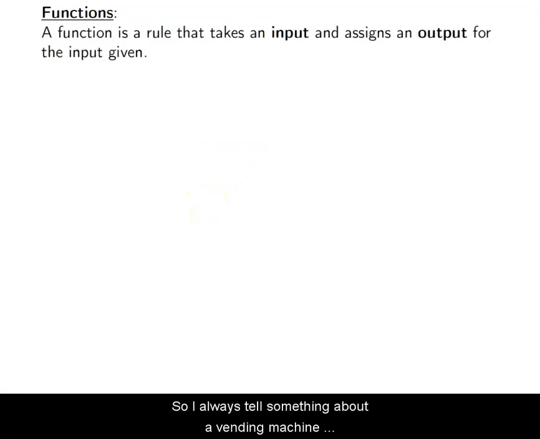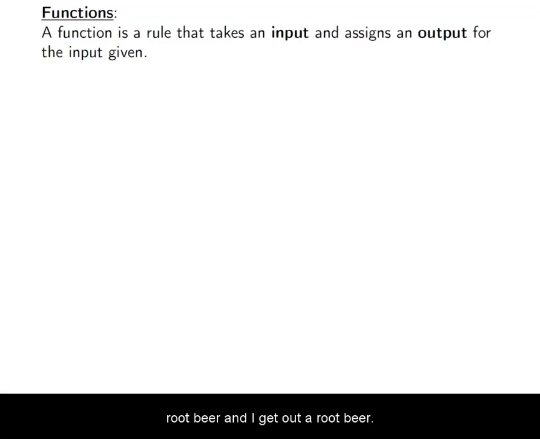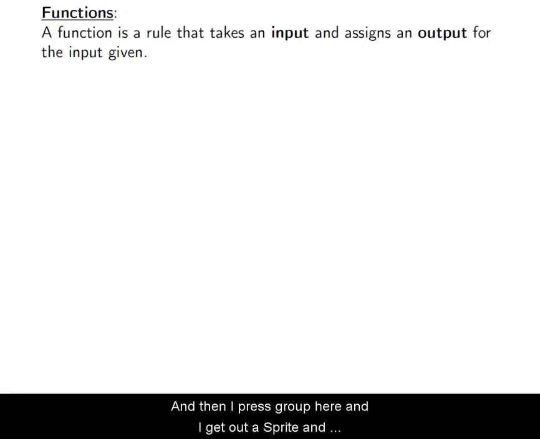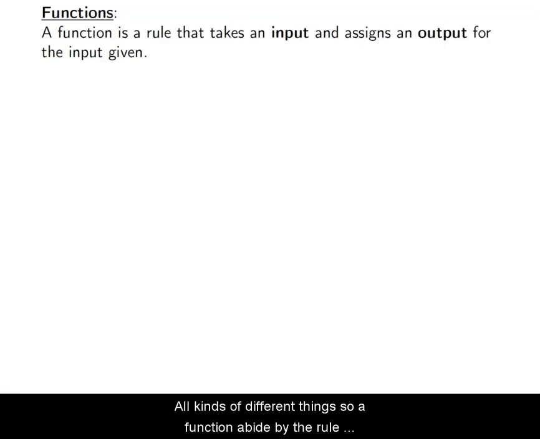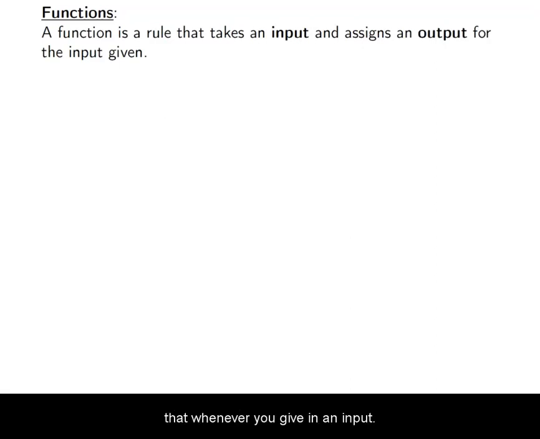I always tell students, think about a vending machine, right? If I put in $1 and I press the button for a root beer, I should get a root beer out. Every single time I press root beer, I will get out a root beer, because that input gives me out that output. Now, if I press root beer and I get out a root beer, and then I press root beer and I get out a Sprite, and then I press root beer and I get out a milkshake, something random, that's no longer a function, because that one button I'm pressing is giving me all kinds of different things. So a function abides by the rule that whenever you give in an input, a very specific output is received, okay?